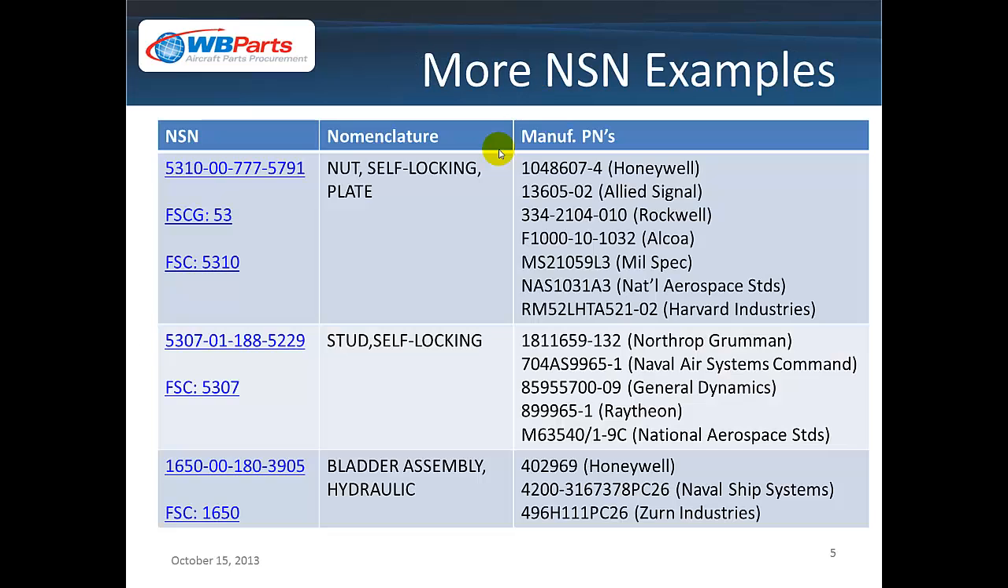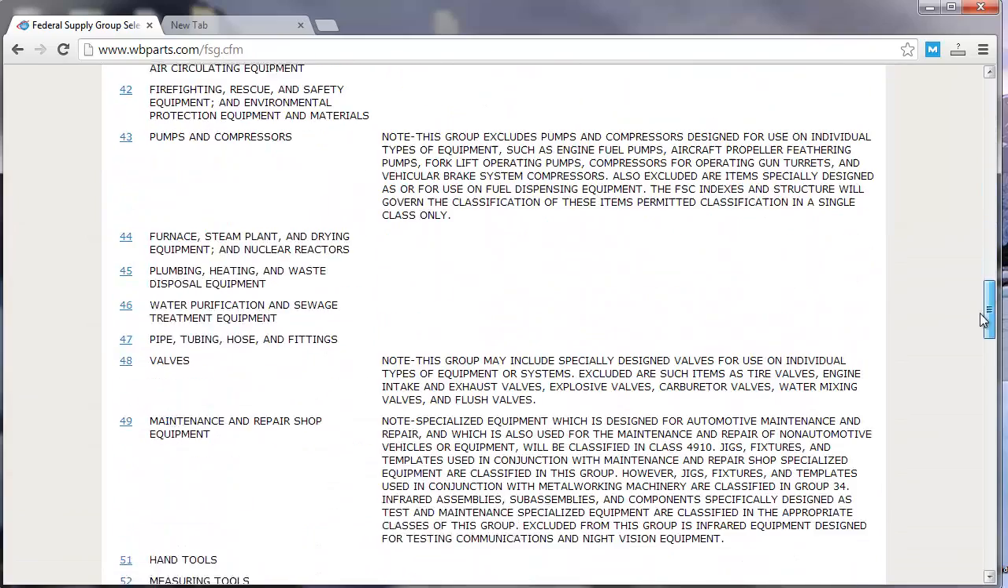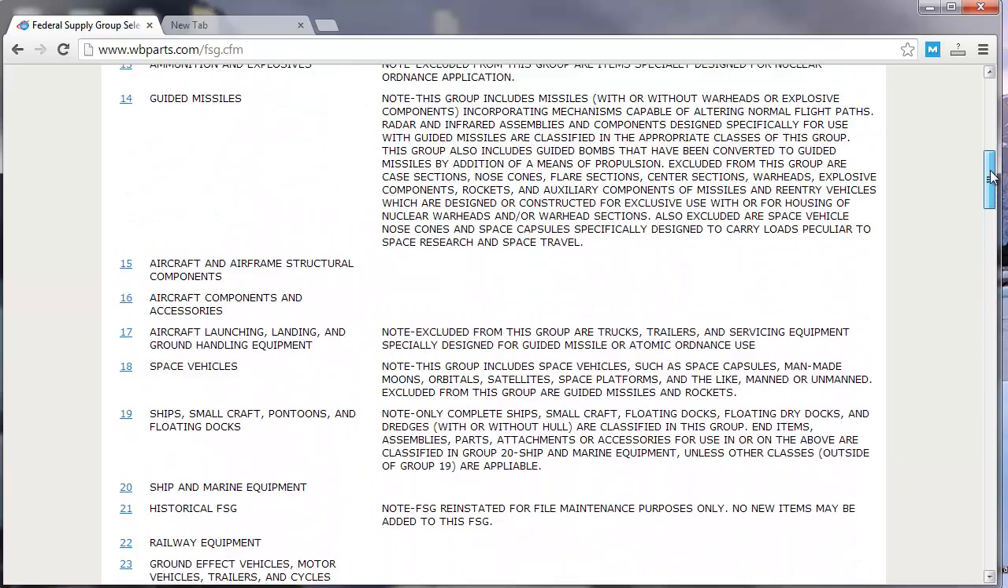So we have a number of examples here, and what I'd like to do with the first example is click on this hyperlink here and take you out to the Federal Supply Classification grouping to give you an idea of how that information is constructed. We're at the Federal Supply Group listing, and let's jump down to Supply Group number 53. We have our hardware and abrasives, and you can see above it is measuring tools and hand tools. So pretty much anything that the government buys is in this listing. I'll jump up to group 16. We have our aircraft components.